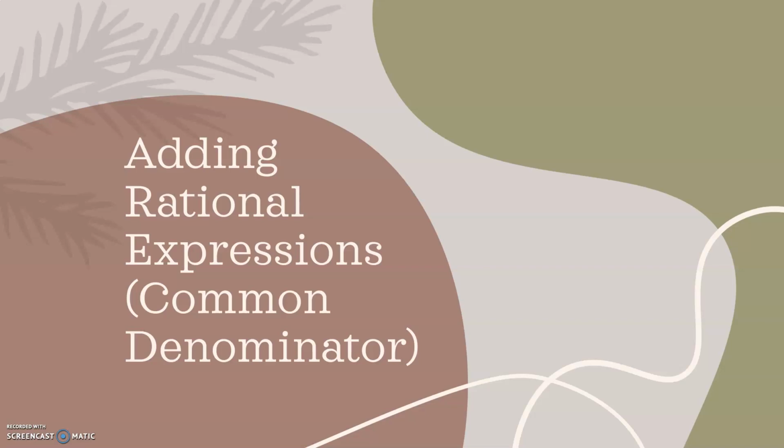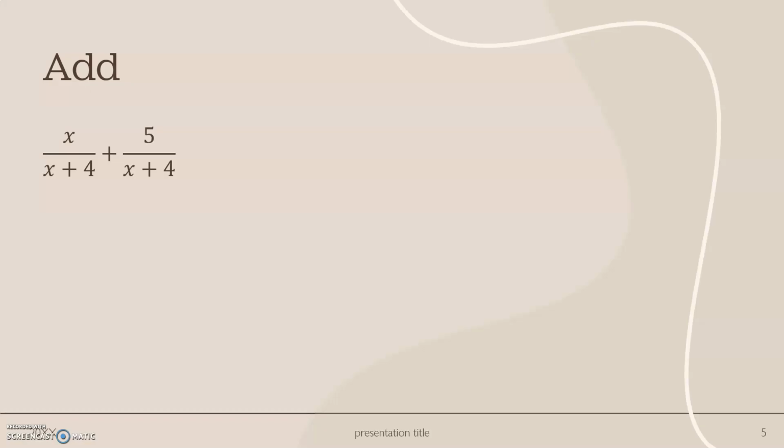We're going to do that same idea when we're working with rational expressions. The kinds that are easy are the ones that already have the same denominator. So the denominator here is x plus 4. We analyze it, look at it, and say, yep, they're the same. So that means that our answer will have that same denominator, and we will just add the numerators together. X and 5 are not like terms, so we just write them next to each other, and here is our sum.